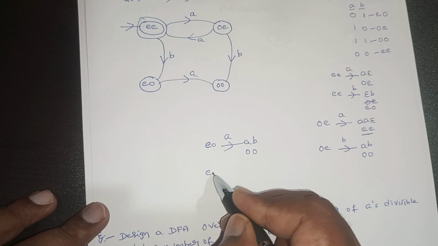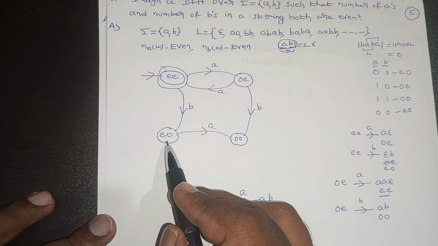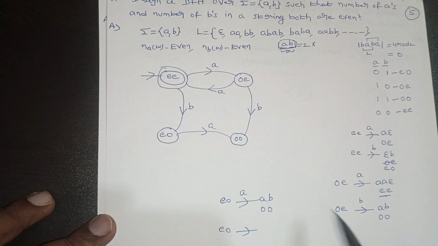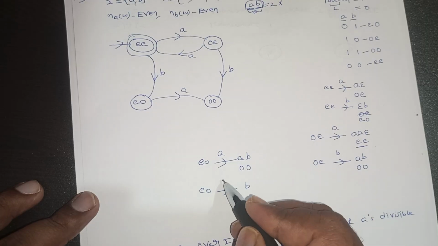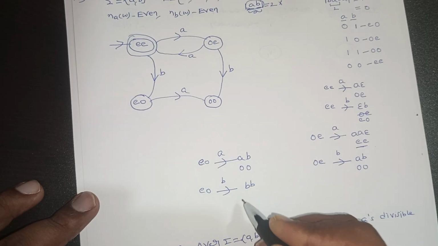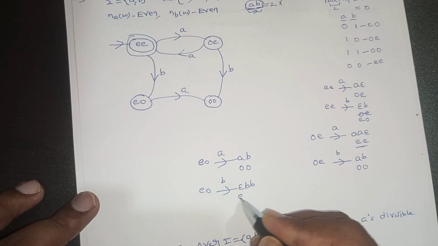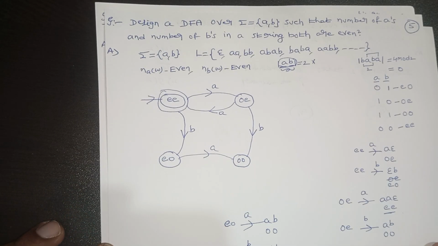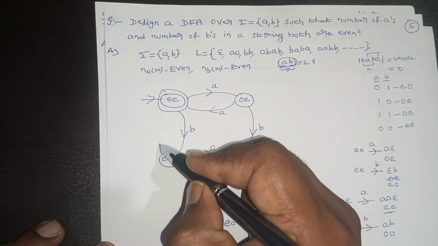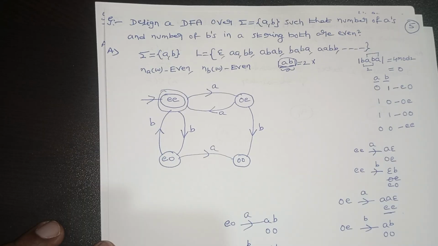Now what about EO on B? First you see the path. How do I reach EO from the start state? Through the path B. Write B first. Now I have to see B. Write B here. Now what is BB? Epsilon, it means even number of A's, even number of B's. So EO on B, I am going to the state EE. That is it. Next.